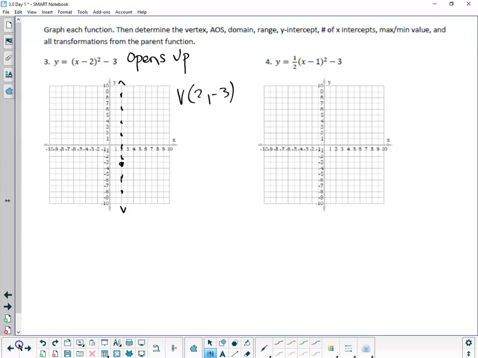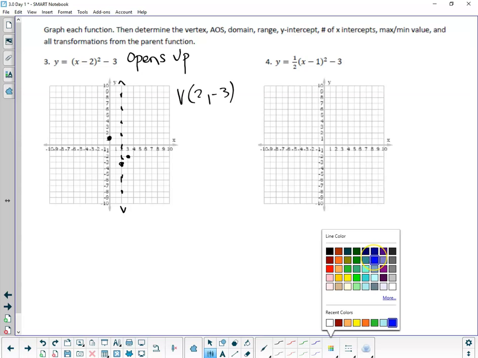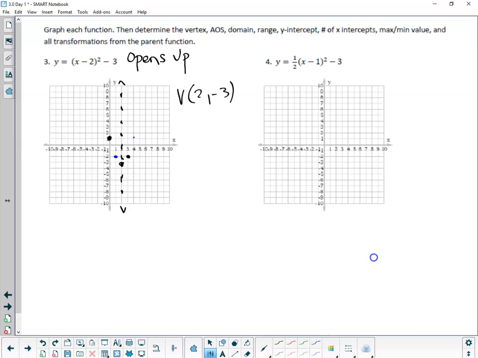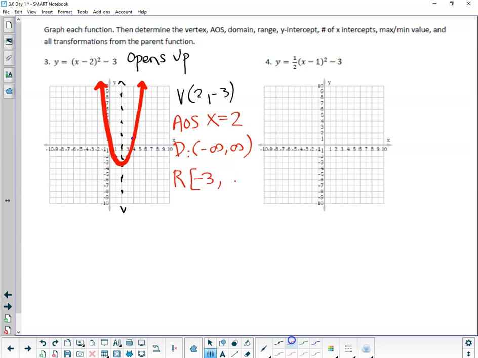And then, since the a value is just 1, I can go ahead and do 1 squared, which would give me 1 place up. -2 squared would give me 2 places up. And the blue are the symmetrical points. So use your axis of symmetry to get those points, connect it, and we are ready to move on from that parabola. The axis of symmetry is x equals 2. Y'all know domain. Now the range, it goes up forever, so the minimum is -3, and then it goes up to positive infinity. So for your y-intercept, that is wrong.